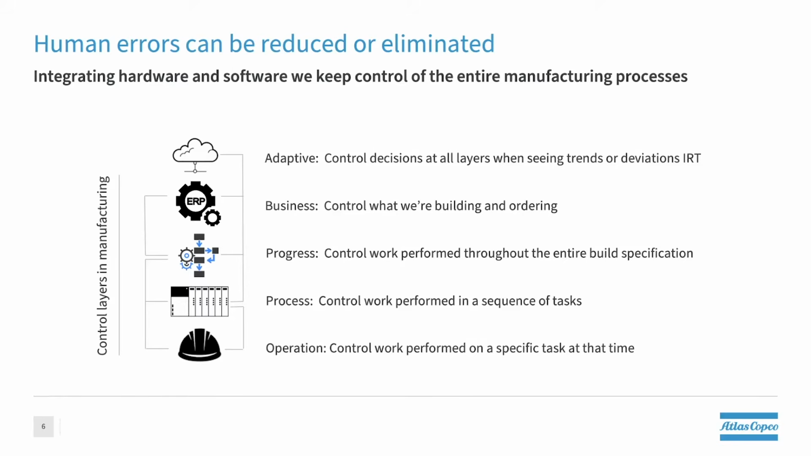The next layer up is called the process layer, where we're looking to control the work performed within a specified sequence of tasks. Now let's look at the progress layer, which is where we're looking to control the work performed throughout the entire build specification, and this includes the validation of the build performance. This layer is most often handling rework scenarios when errors do occur. At the business layer, we're only looking to control what we're building and validating we have the right supplies to do so. Finally, at the adaptive layer, we are looking to control and make decisions by evaluating data received at all layers based on trends or any deviations in real time.